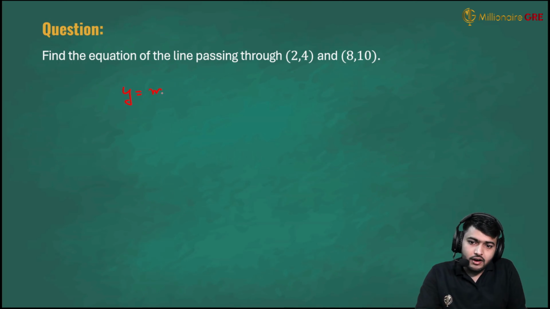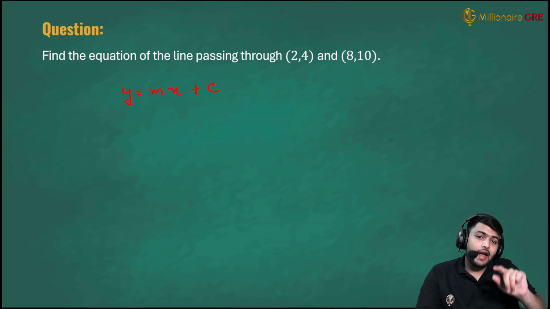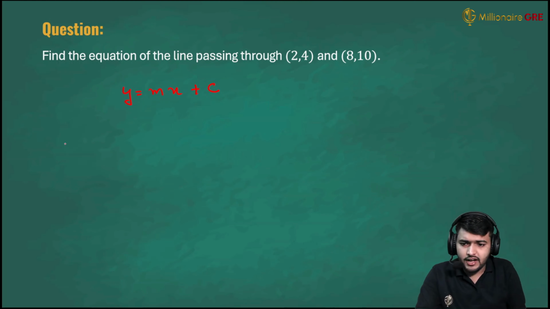Equation of a line is y is equal to mx plus c. To write the equation, we have to get the value of m, which is the slope, and we have to get the value of c. We need m and c to write the equation. Finding m is easy. Finding slope is easy.